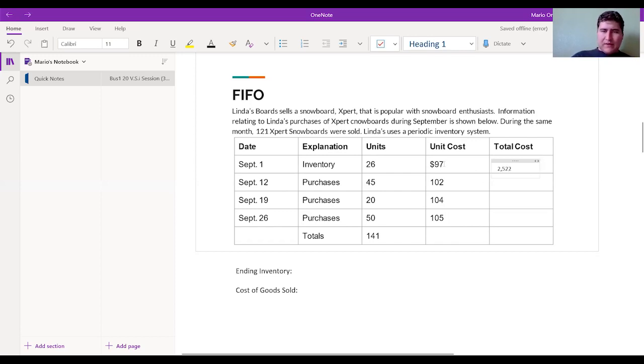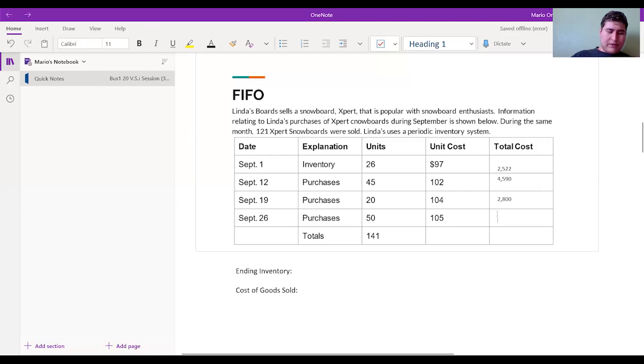So this one, 97 times 26, because it's 26 units at $97 per unit, gives a total cost of $2,522. Then we have 45 units at $102, and that would be $4,590. Next, we have 20 units at $104. We multiply those two and get our total cost, $2,080.